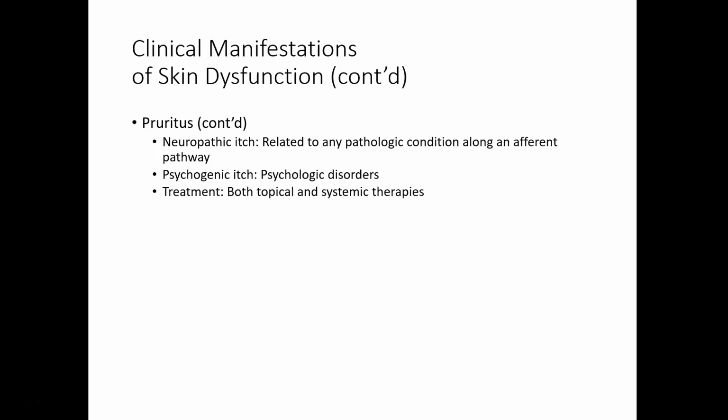Now, there is a concept known as neuropathic itch, and that's related to any pathological condition along the afferent pathway. Psychogenic itching is often tied to psychological disorders, and we treat both with topical and systemic therapies. So topical, typically being lotions and powders and creams, whereas systemic therapies, antihistamines, are really good at helping mitigate that C nerve fiber innervation.